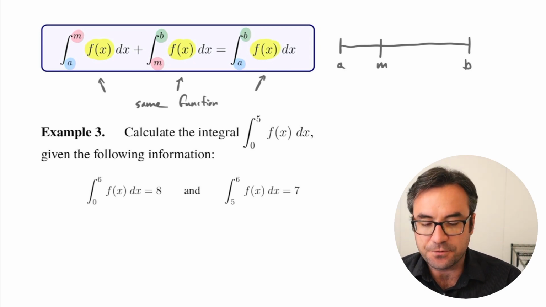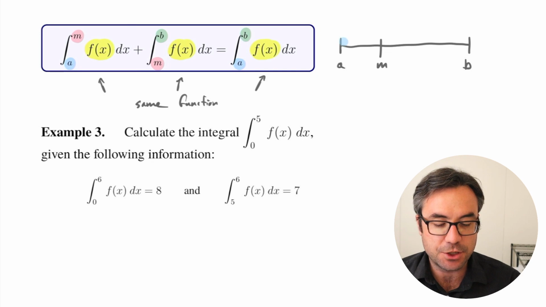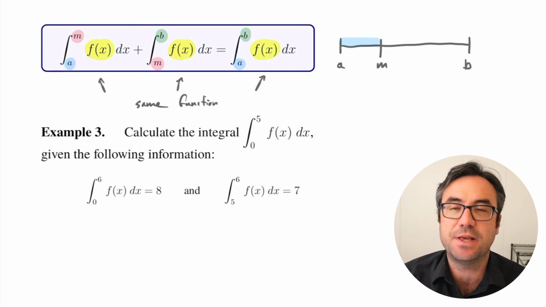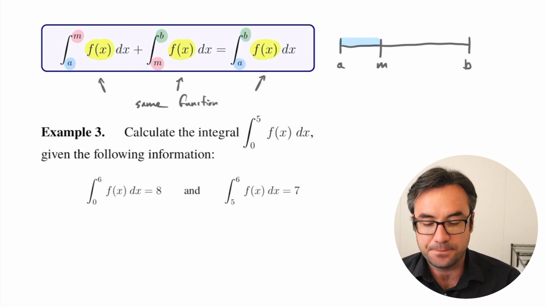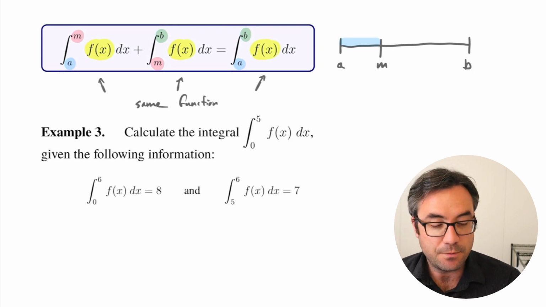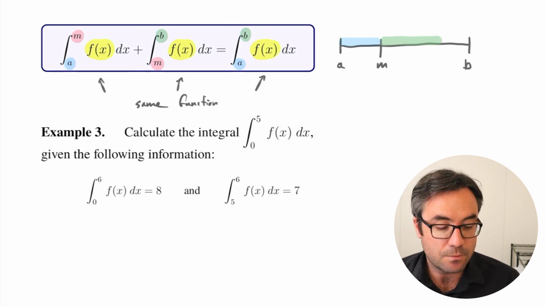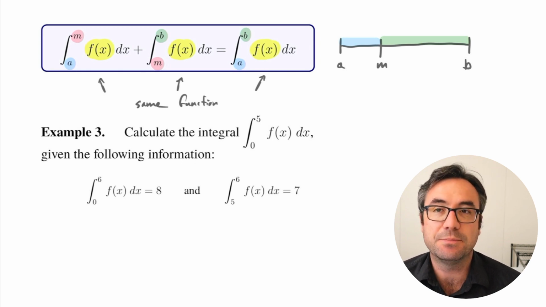Well, this first integral, the integral from a to m, what we're doing is we're just integrating our function over this section of the x-axis. And then the next integral here, where we're integrating from m to b, well, that one we're integrating over that section of the x-axis. We're going from m to b.